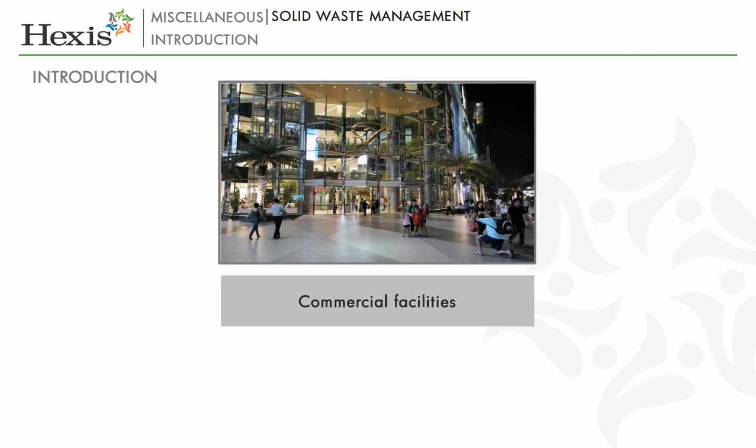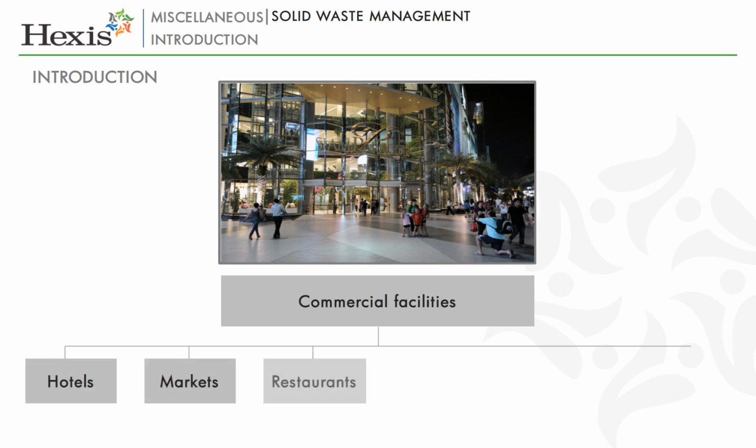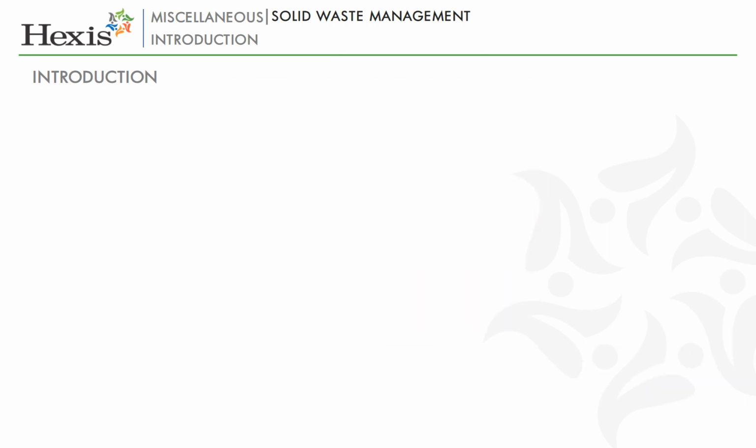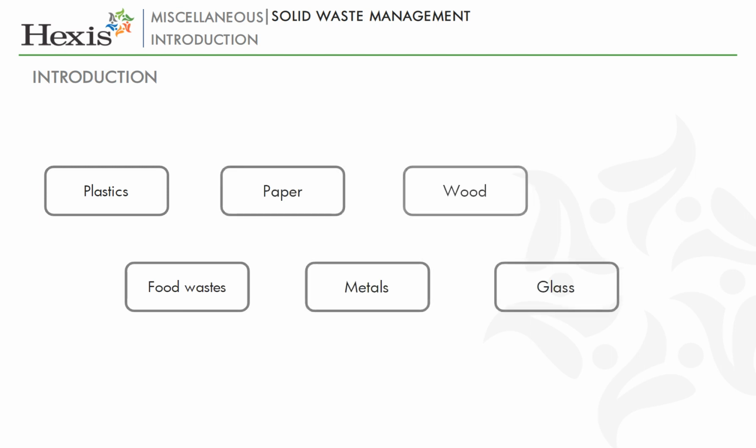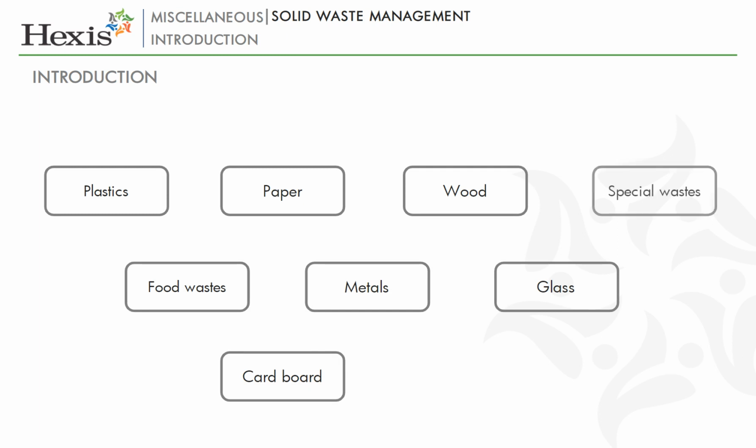Commercial facilities and buildings are yet another source of solid waste today. Commercial buildings and facilities in this case refer to hotels, markets, restaurants, godowns, stores, and office buildings. Some of the solid waste generated from these places include plastics, food wastes, metals, paper, glass, wood, cardboard materials, special wastes, and other hazardous wastes. The management of these wastes will be discussed in detail in this module.